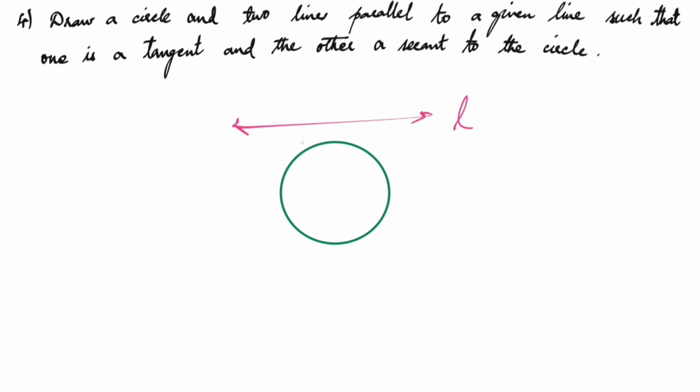Tangent is a line that touches the circle at a single point. This is tangent AB, touching at point P. And another line parallel to them, and it should be a secant. Secant is something which crosses the circle at 2 points. This can be PQ.